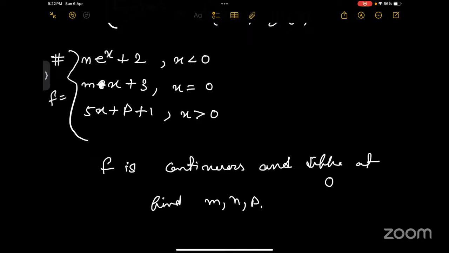n is 1 and p is 2, right? I don't know. We have to solve. Is there any other answer? I'm solving for m. Okay. What about others?